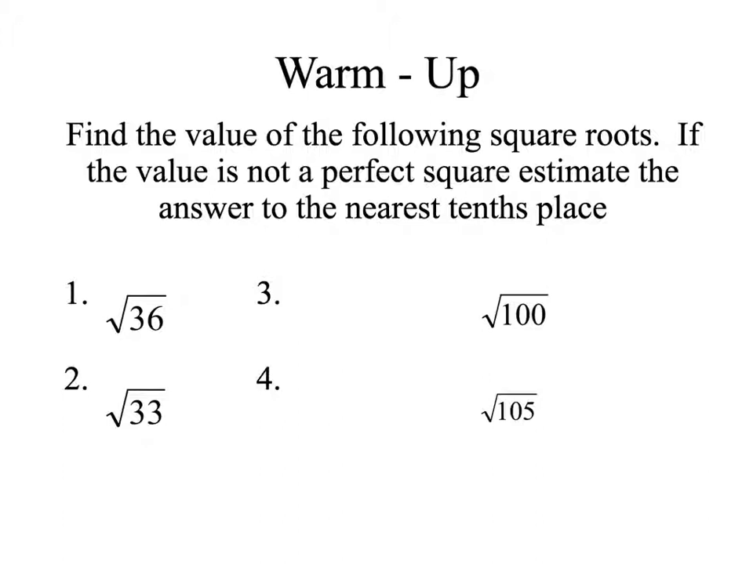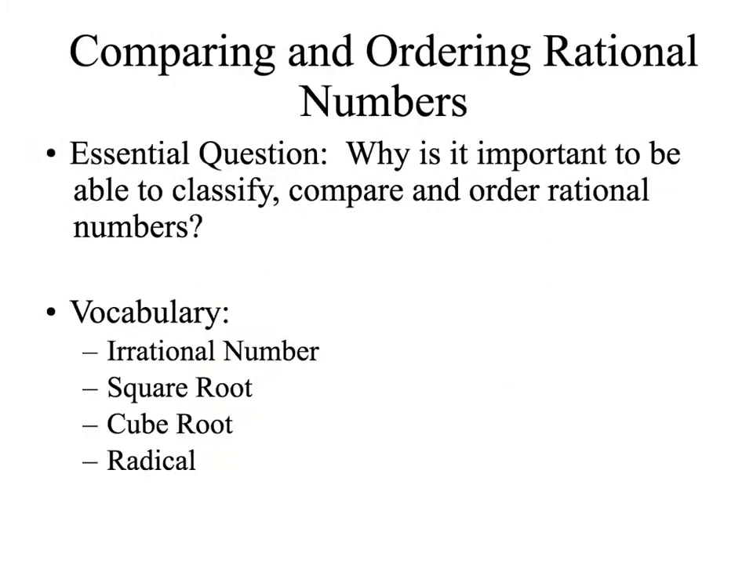So if it's not a perfect square, it does ask you to just plug it into the calculator. So the square root of 36, 36 is a perfect square, so my answer is going to be 6. 33 is not a perfect square, so you type the square root of 33 in the calculator.